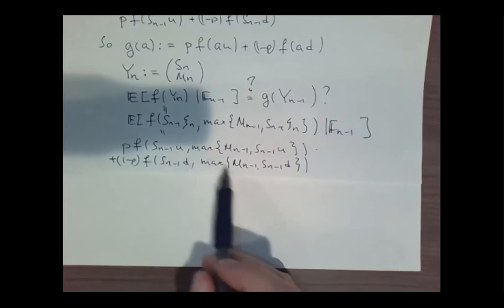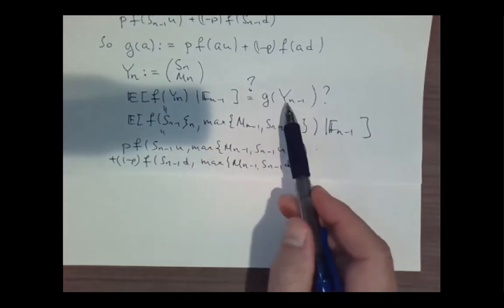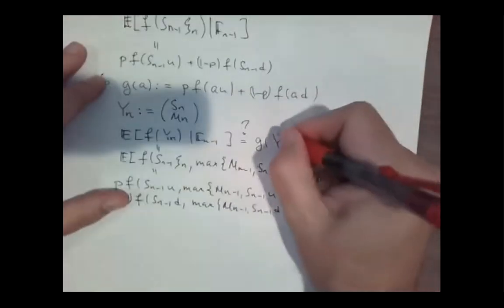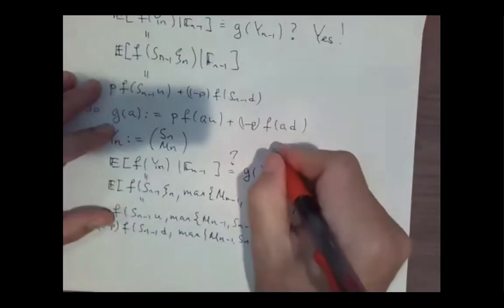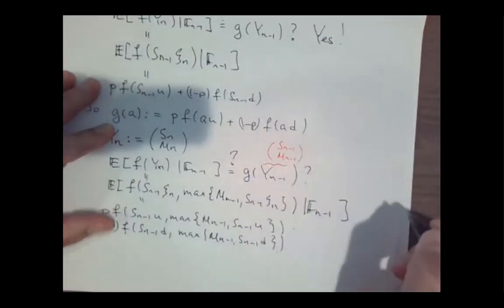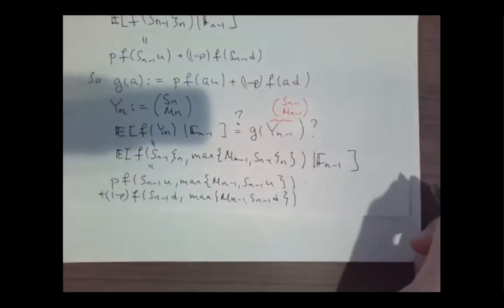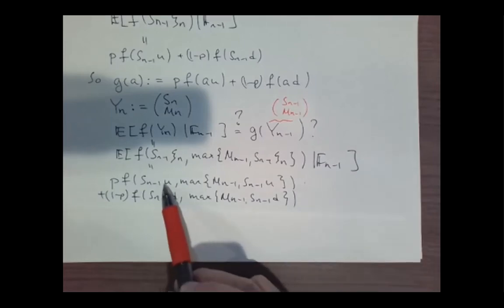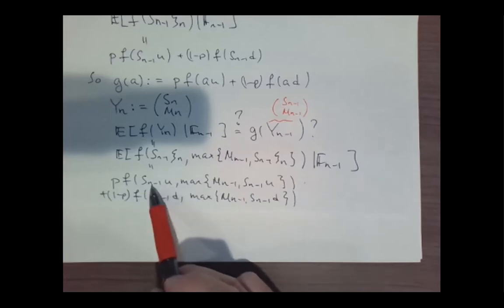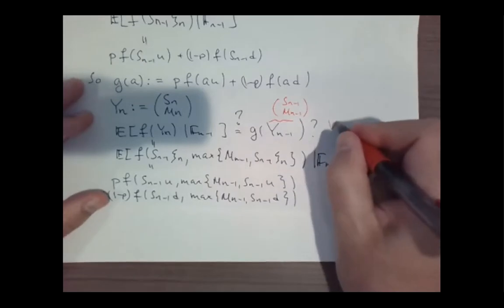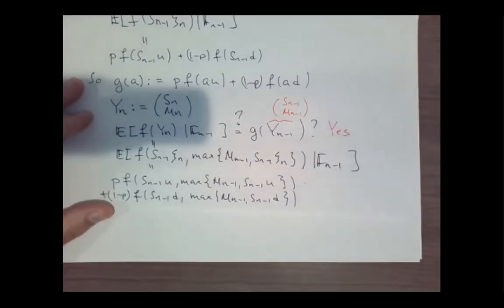Is this here a function of Yn minus 1? Well, what is Yn minus 1? This quantity here. This is my Sn minus 1, my Mn minus 1. And so you look at what you found. This is a function of Sn minus 1, and it's a function of Mn minus 1. So yeah, the answer is yes.